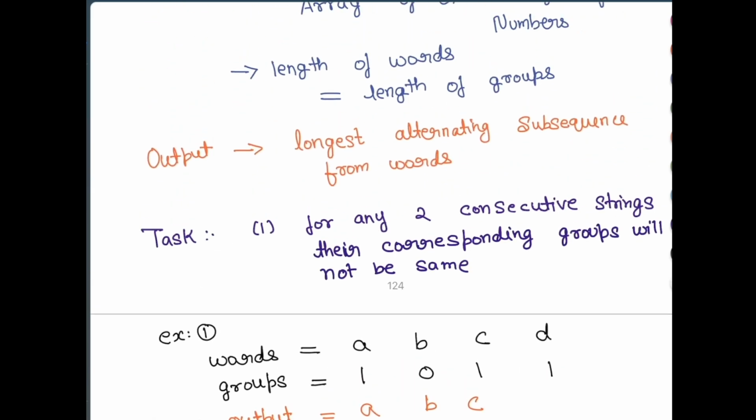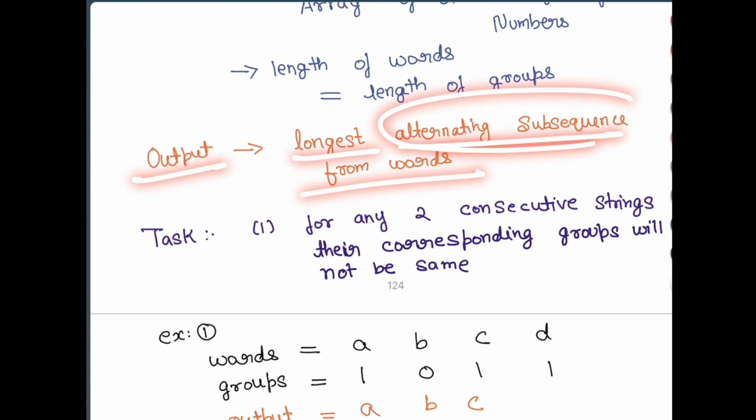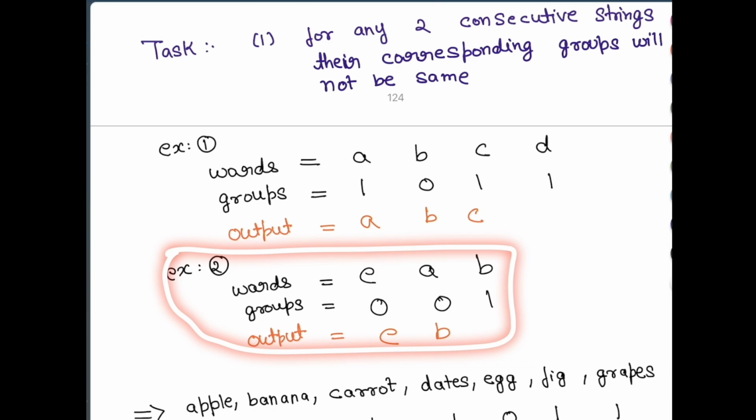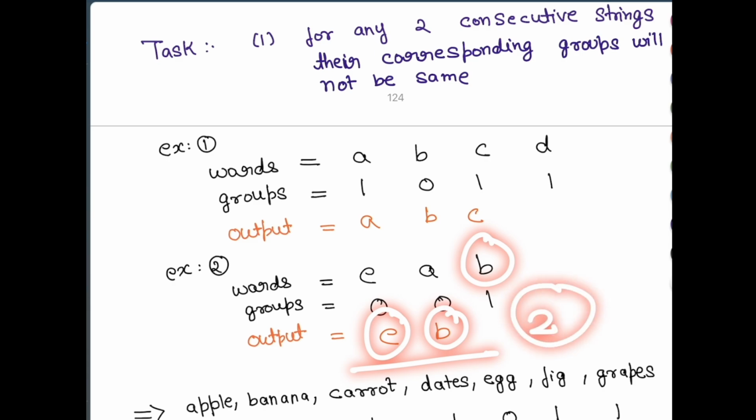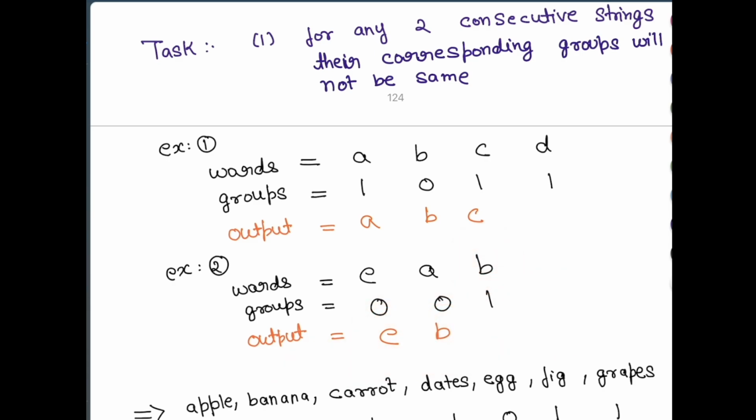Again, let me explain. You need to find the longest alternating subsequence from words. What is an alternating subsequence? It is when any two consecutive strings in your sequence have their corresponding groups different, or not the same, right? So in example number 2, you can see that E, A, B is your sequence. E and A have the same group, so they cannot be part of the answer together. Either you can choose E or you can choose A, right? So we can choose any of them. Let us choose E and then we will choose B, right? So this is the length. The length is 2 and we need to output the sequence. So the sequence is E, B, or it can be A, B as well.